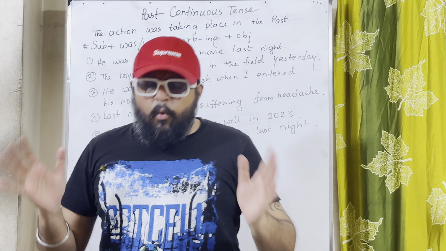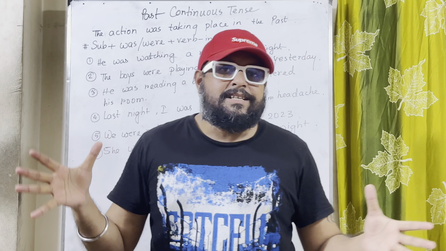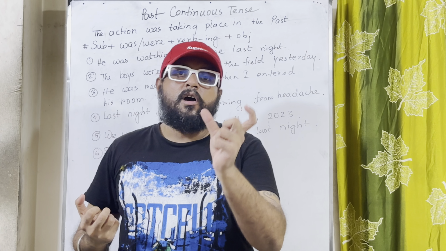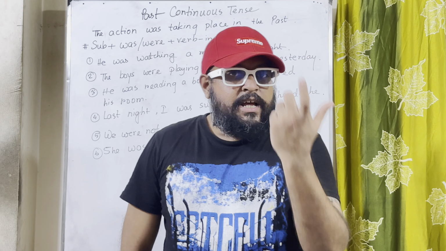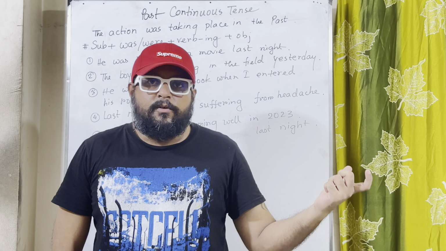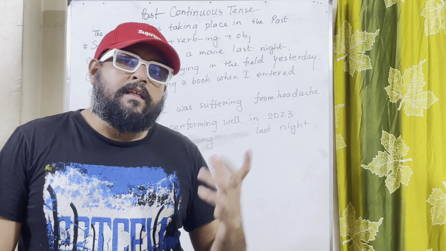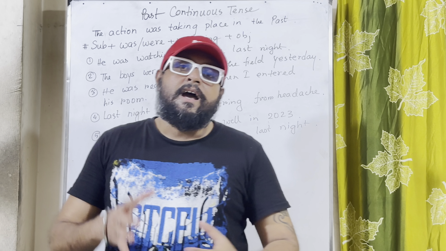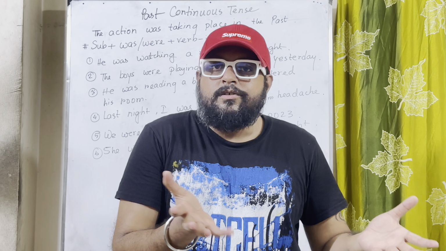Okay, so what's the structure? Well, continuous tenses usually follow a similar structure, because in every continuous tense the verb is in verb ing form. So you need a verb ing form when you're using past continuous, as well as you need to maintain the tense by using the appropriate auxiliary verbs. Yes, in present continuous we use am, is or are, these types of auxiliary verbs.